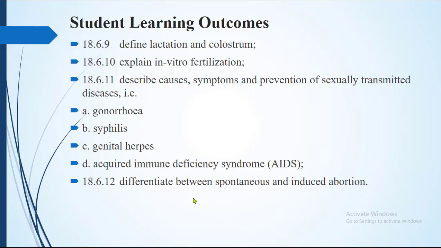Student learning outcomes. Define lactation and colostrum. Explain in vitro fertilization. Describe causes, symptoms and preventions of sexually transmitted diseases, that is gonorrhea, syphilis, genital herpes, acquired immune deficiency syndrome, commonly known as AIDS, and then differentiate between spontaneous and induced abortion.